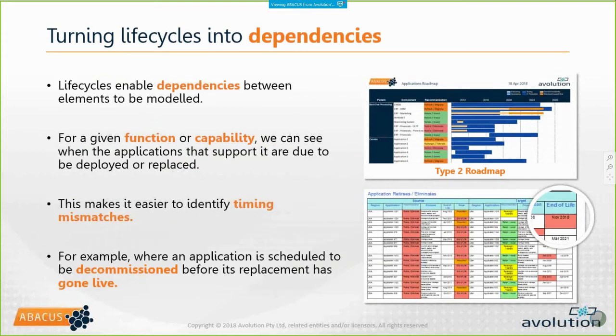Now we can use those life cycles then to understand dependencies in our architectures. So we can see, for example, if an application is due to be retired, it obviously has to be replaced by another application. And if that application isn't commissioned in time, then we can't retire the first application. So we can actually start to look at the life cycles between elements and identify timing mismatches, understand places where fundamentally we need to change the schedule, we need to extend the lifetime of something or bring the implementation of something further in. And so for example, we offer roadmap reports that make this clear.